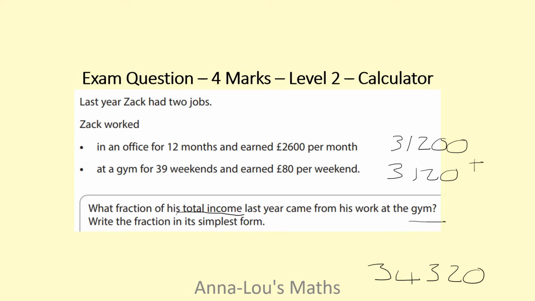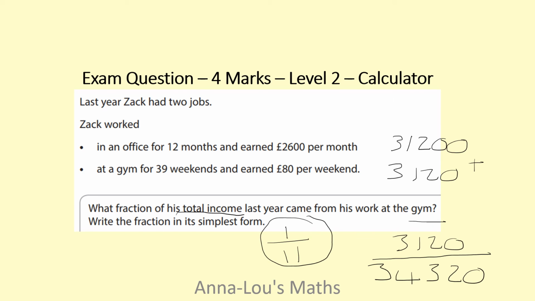Now it wants the fraction of his work from the gym as a fraction of his total income. So his work from the gym gave him 3,120. So by putting my 3,120 over my total, my 34,320, that was mark number 3. Again, it's a calculator paper, so if I type that into my calculator, it would have simplified to 1/11, and that was mark number 4. That was my final answer.